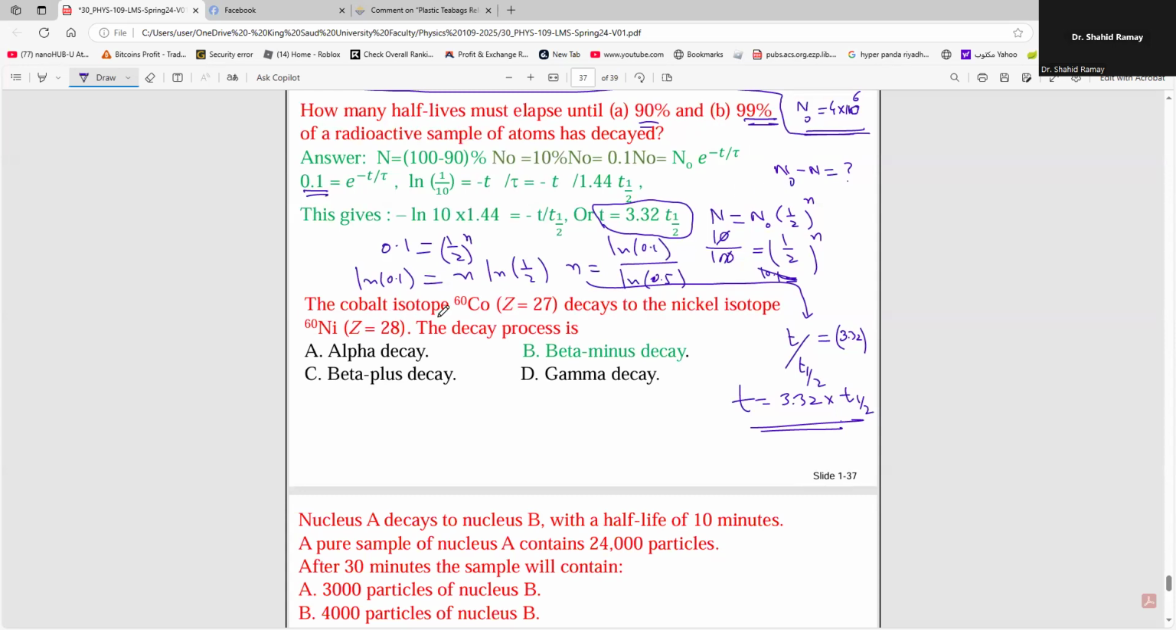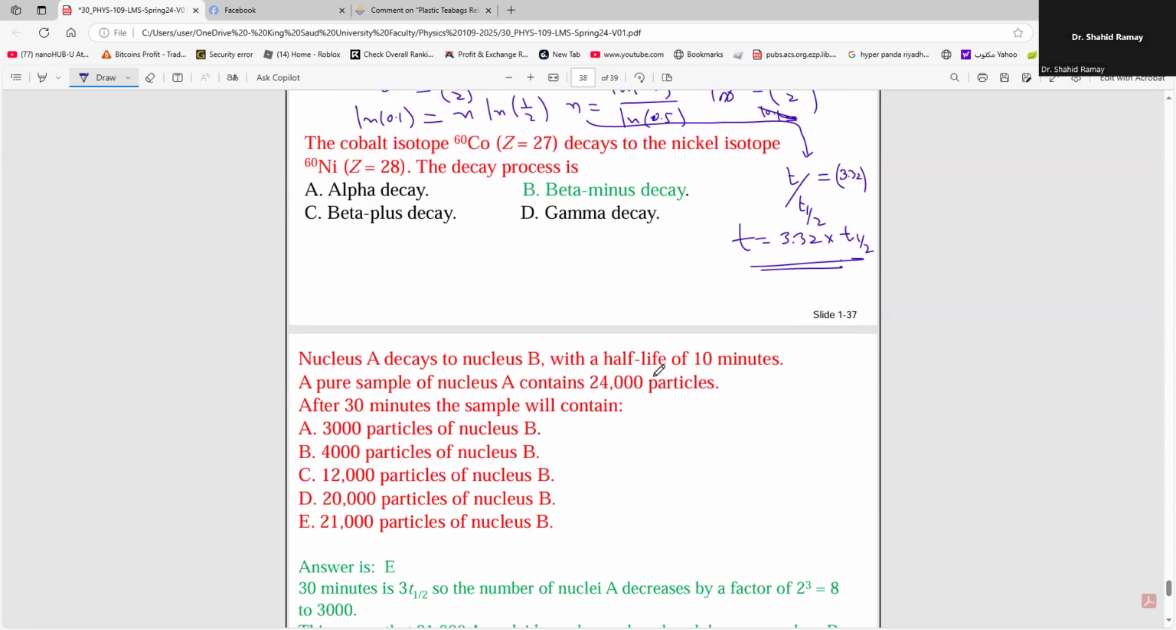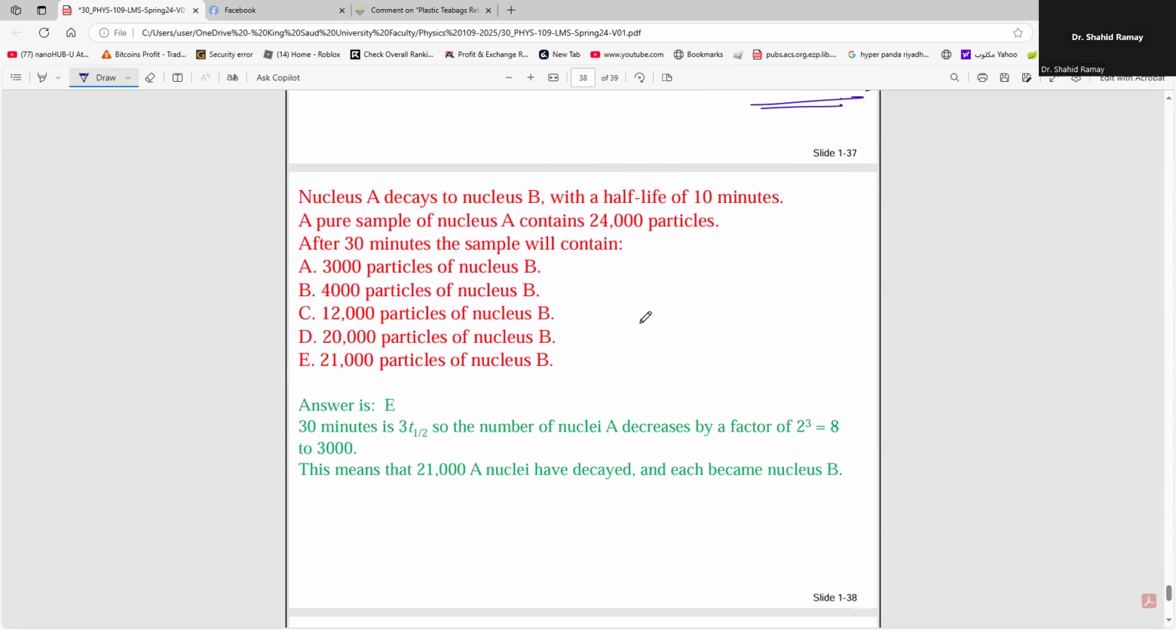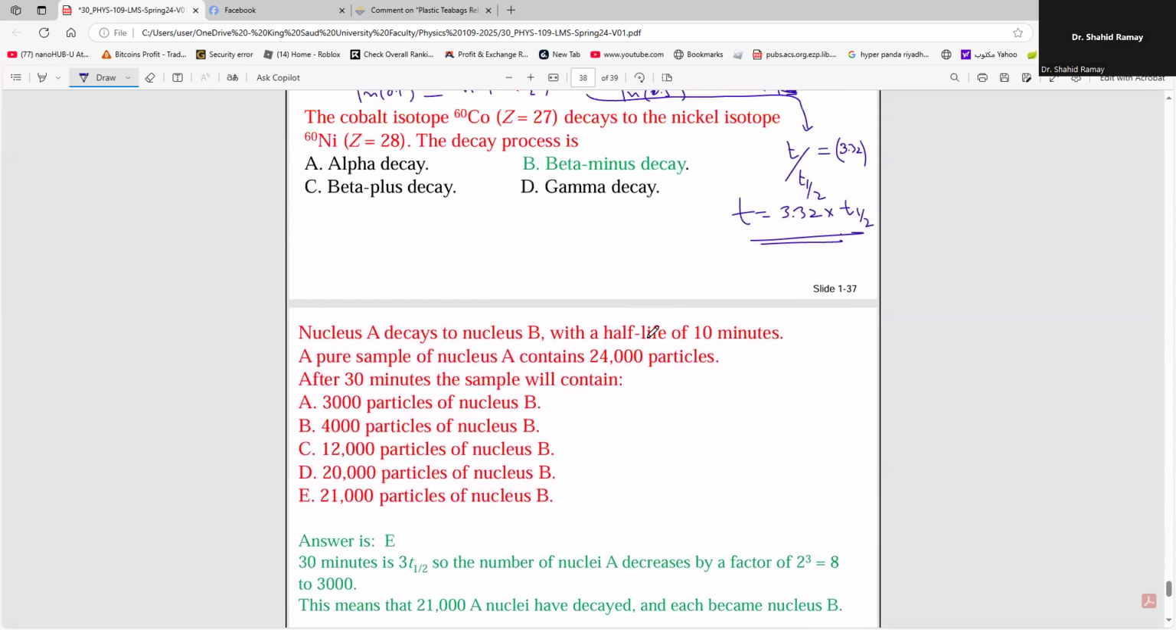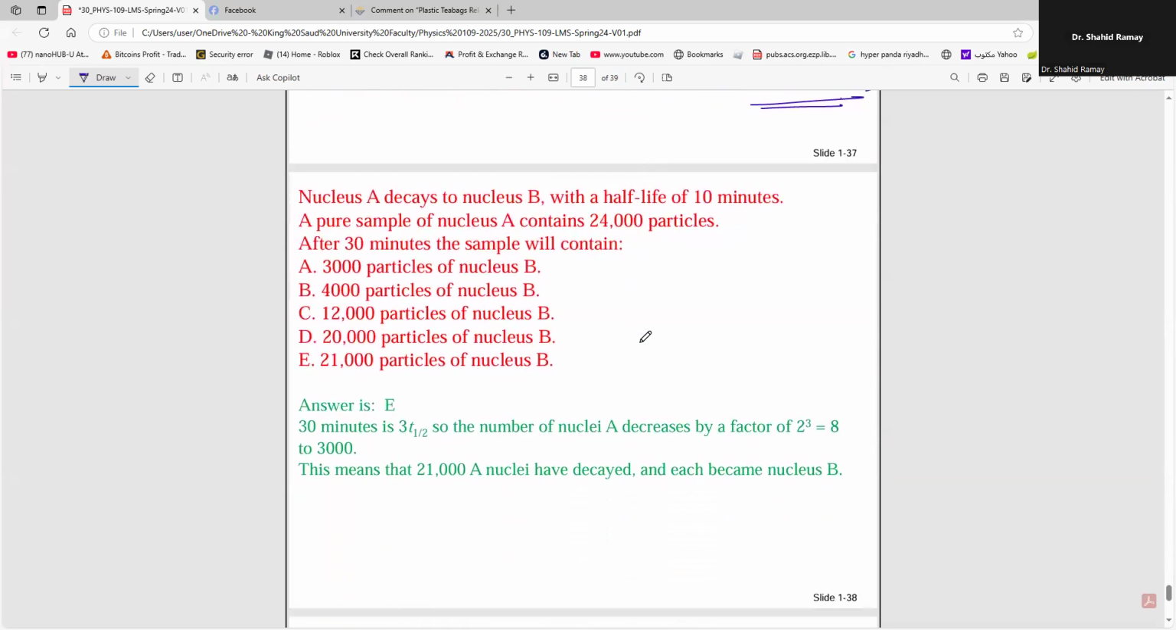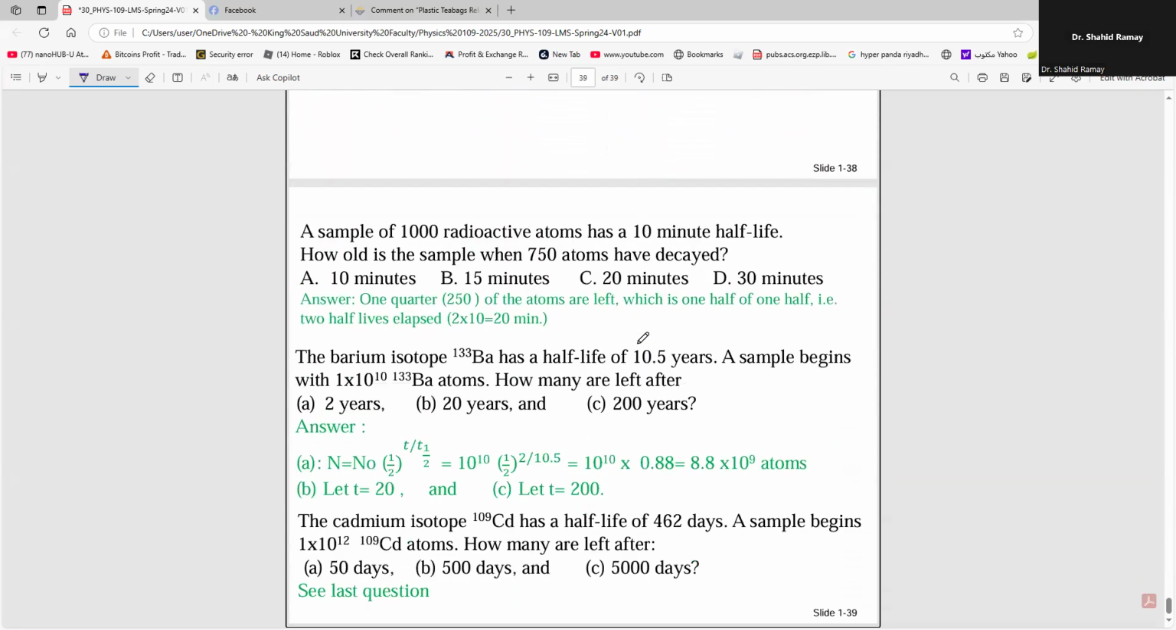The next: cobalt 60 decays to a nickel isotope. What is the decay process? Here you can see it's 60 and 60, and the atomic number is 27 going to 28. So it is increased by 1. When it is increased by 1, it is beta minus decay. So he is just asking this question. After this, now solve this problem.